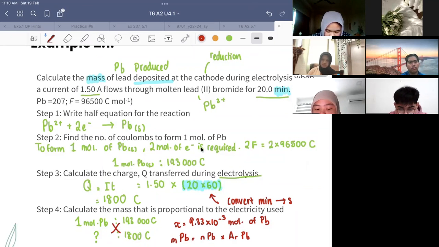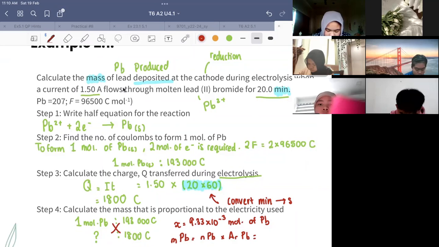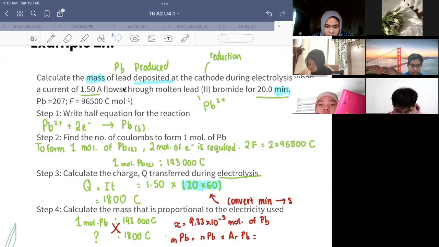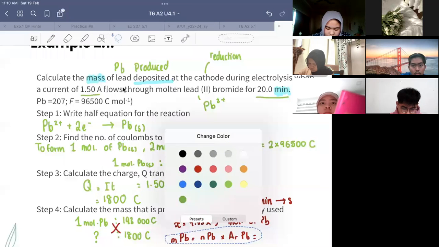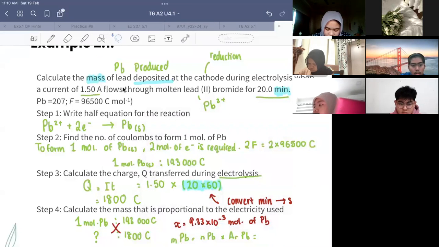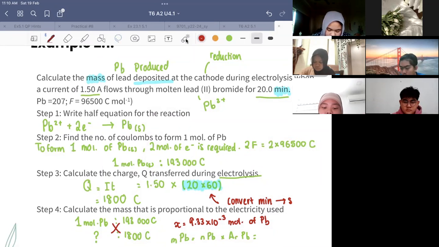Are you all following so far? Can you share with me the mass of Pb being deposited? Okay, just one last bit. Did you all get 1.93 grams?